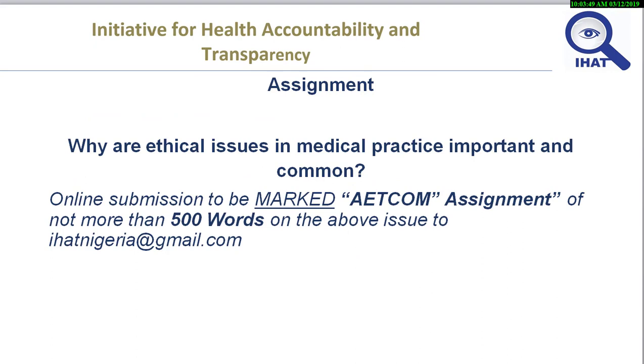Let us take this assignment. Why are ethical issues in medical practice important and common? Online submission to be marked. Aetcom assignment is recommended of not more than 500 words to be sent to IHAT Nigeria@gmail.com.